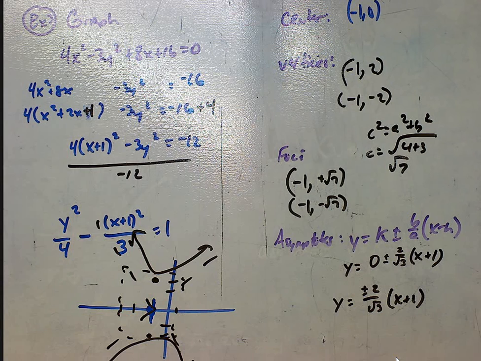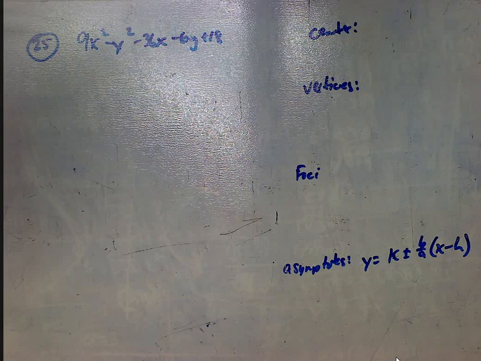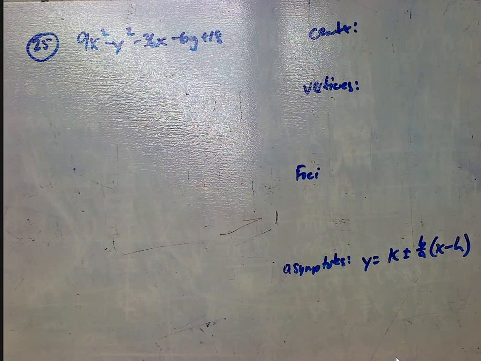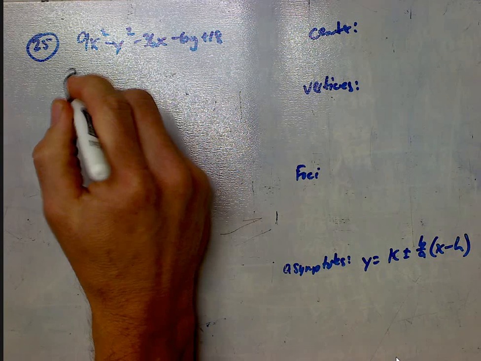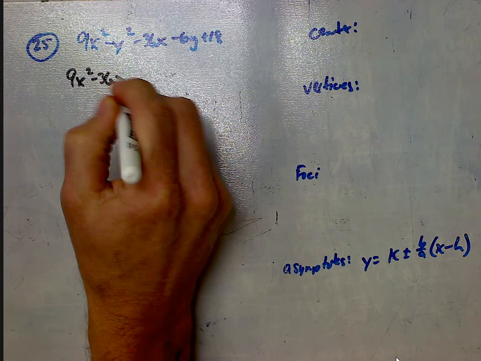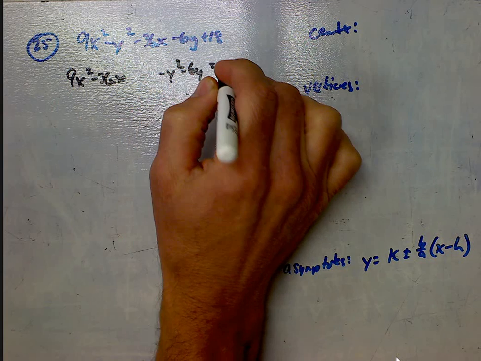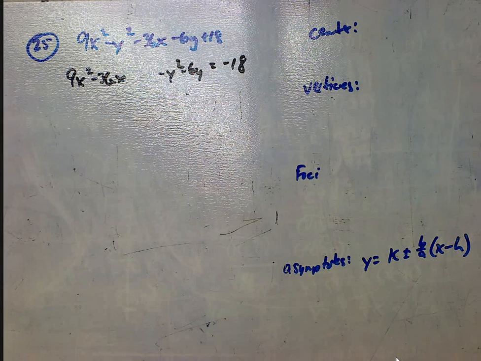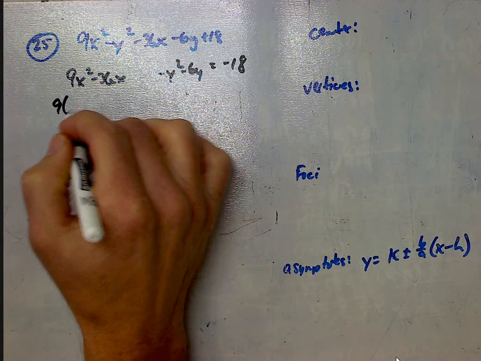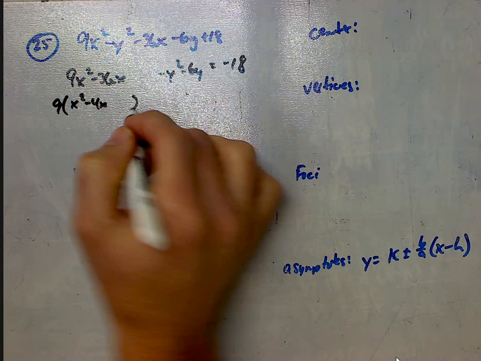See if you can figure out number 25. Press pause, come back, see if you're able to do it quickly. Okay, so I'm going to group 9x squared minus 36x together, negative y squared minus 6y together, make it equal to negative 18. Common factor is 9. Common factor is negative 1.